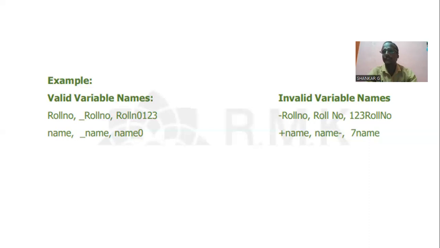An identifier should not start with a digit, but here the third one, 1, 2, 3, starts with a digit, so it is also not a valid identifier. Next is plus name. No operators other than underscore are allowed, so it is invalid. Name hyphen is invalid. Then 7 name: no identifier can start with a digit, so the first letter must not be a digit. The last one is also an invalid identifier.